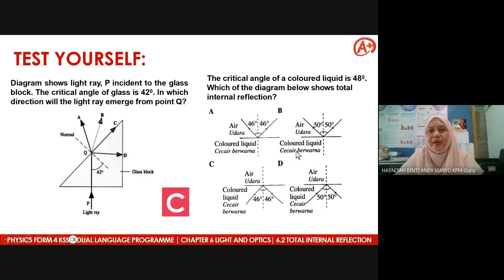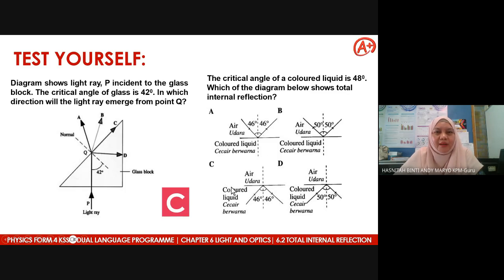Okay, now we have this situation. Given the critical angle of a colored liquid, the colored liquid is here in A, here also in B, and for C the colored liquid is also here, and this one also has the colored liquid below. Which of the diagrams shows total internal reflection? So our media are air and colored liquid. Given the critical angle for the colored liquid is 48 degrees.